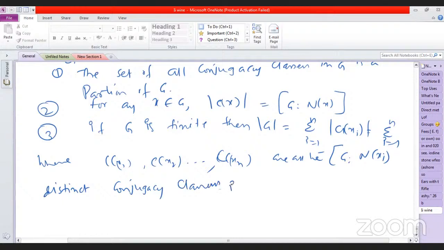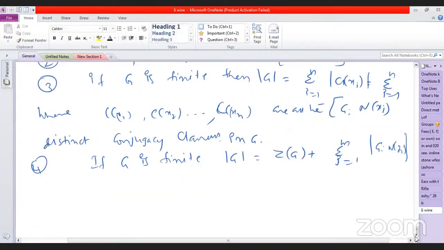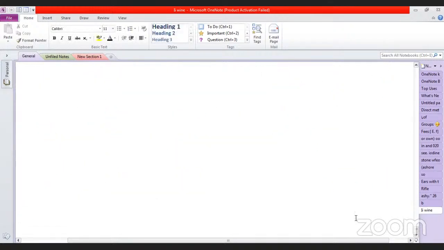Conjugacy classes in G. The fourth condition we have to prove: if G is finite, then the order of G is equal to the order of Z of G plus the sum over the classes. Now, earlier theorem I told that M is equal to the sum from j equals 1 of the index of the stabilizer N of yi. So these four conditions we have to prove in the class equation.